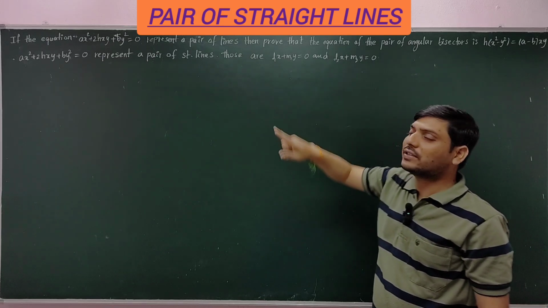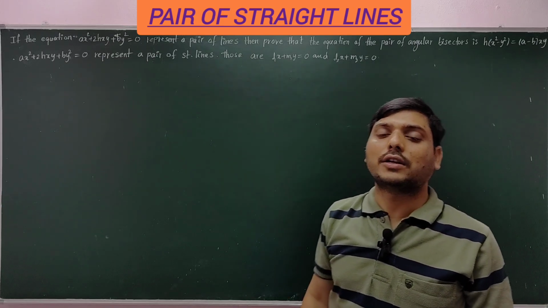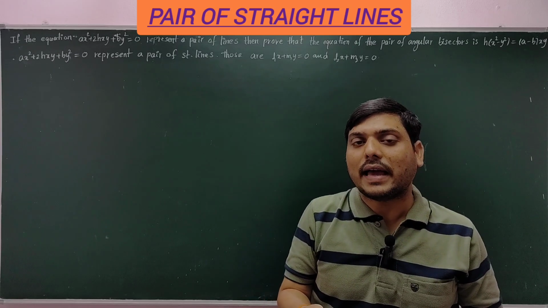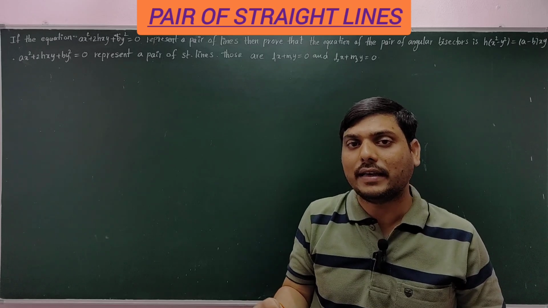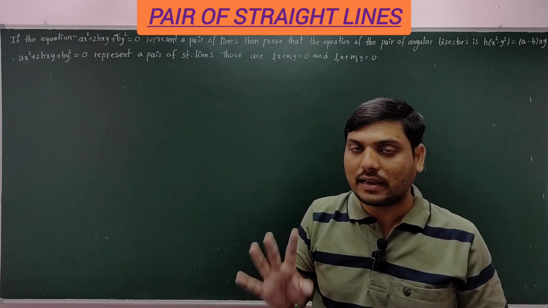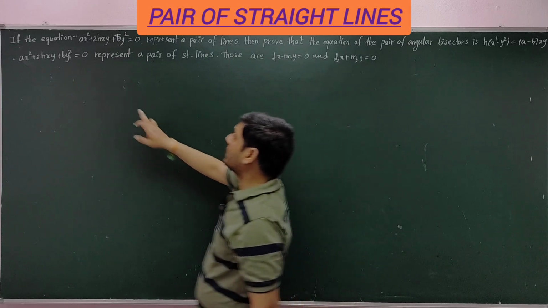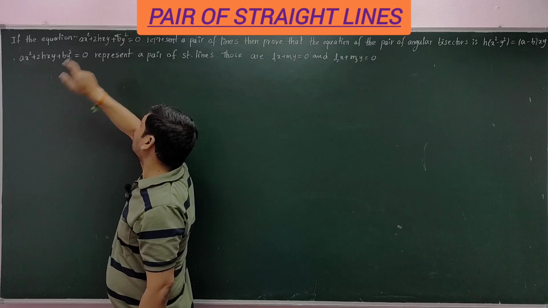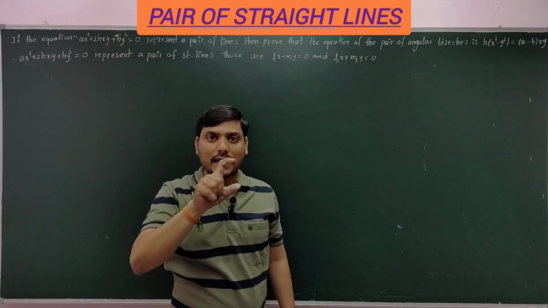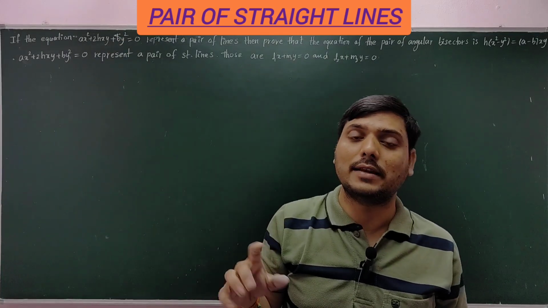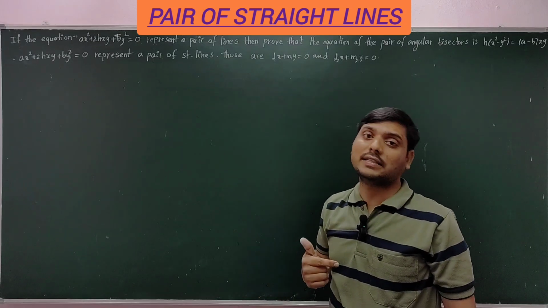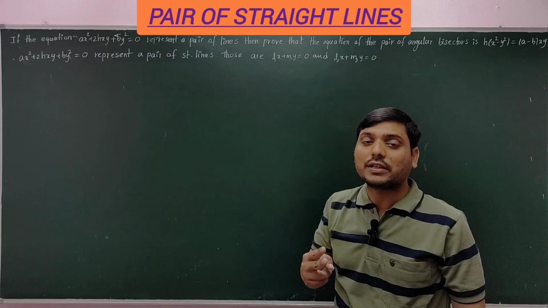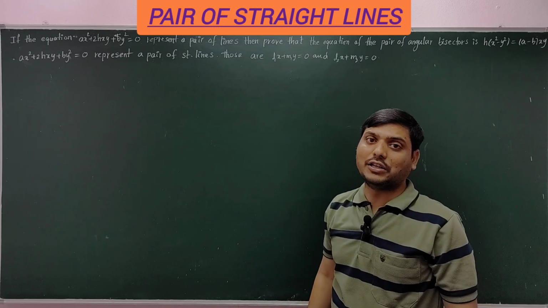Actually, the given pair of straight lines is a homogeneous equation. A homogeneous equation is one where the degrees of x and y terms are all equal. For example, here x power 2, x power 1 and y power 1, which is 1 plus 1, 2, and y power 2. All have the same degree, so the equation is homogeneous. A homogeneous equation represents two straight lines passing through the origin.